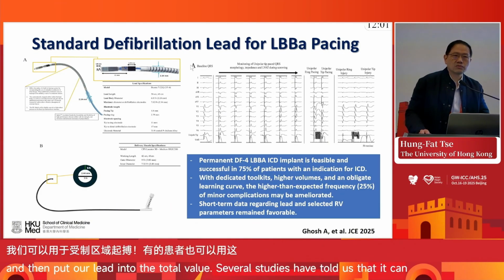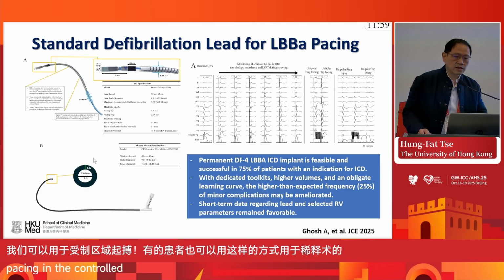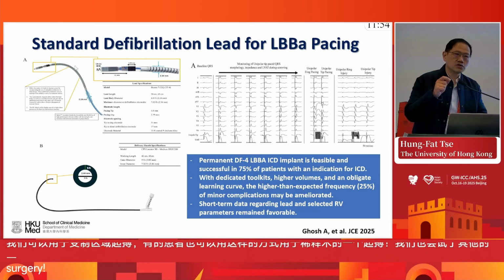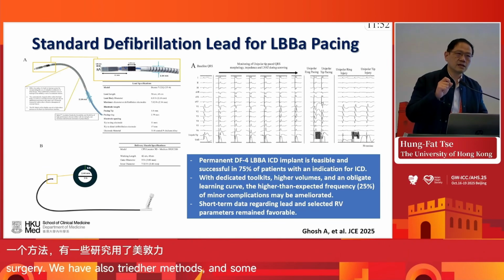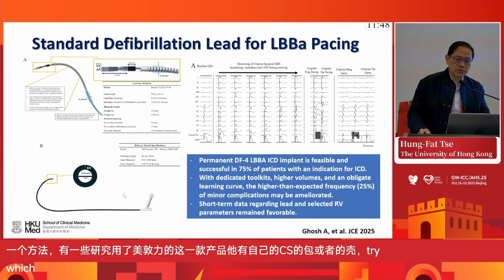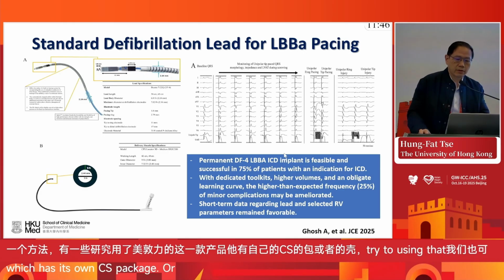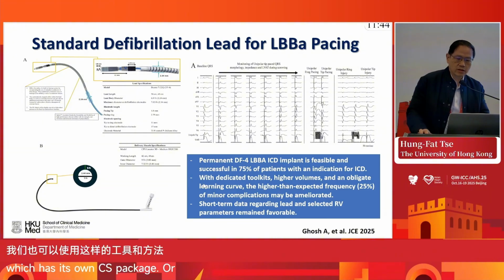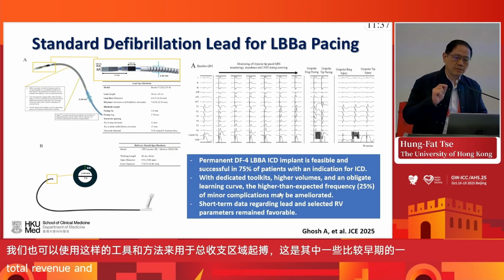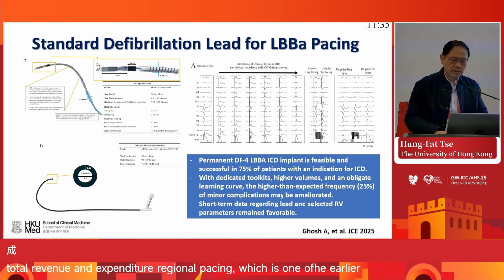Other things have also been tried. There are a few studies using the Medtronic system. Medtronic has this CSC sheath, which is 8 French, and the ICD lead is 7 French. You can try using that for left bundle branch area pacing. Again, this is one of the early experiences, and they were able to successfully implant CSP in about 75% of patients.